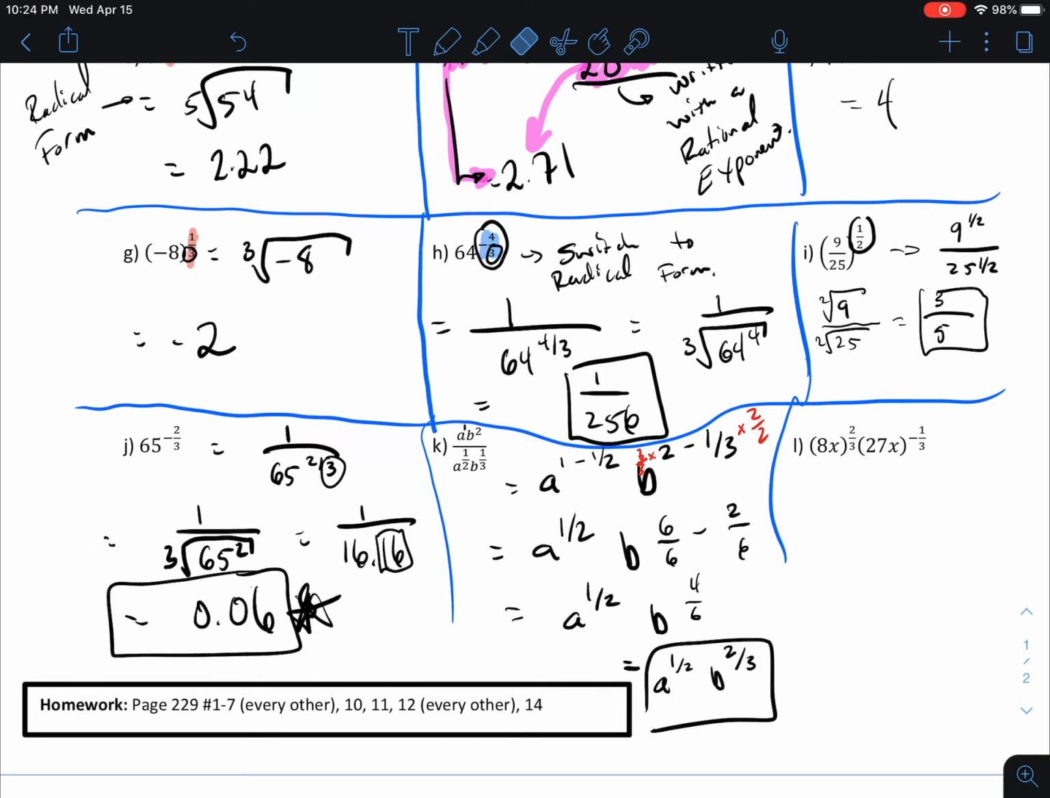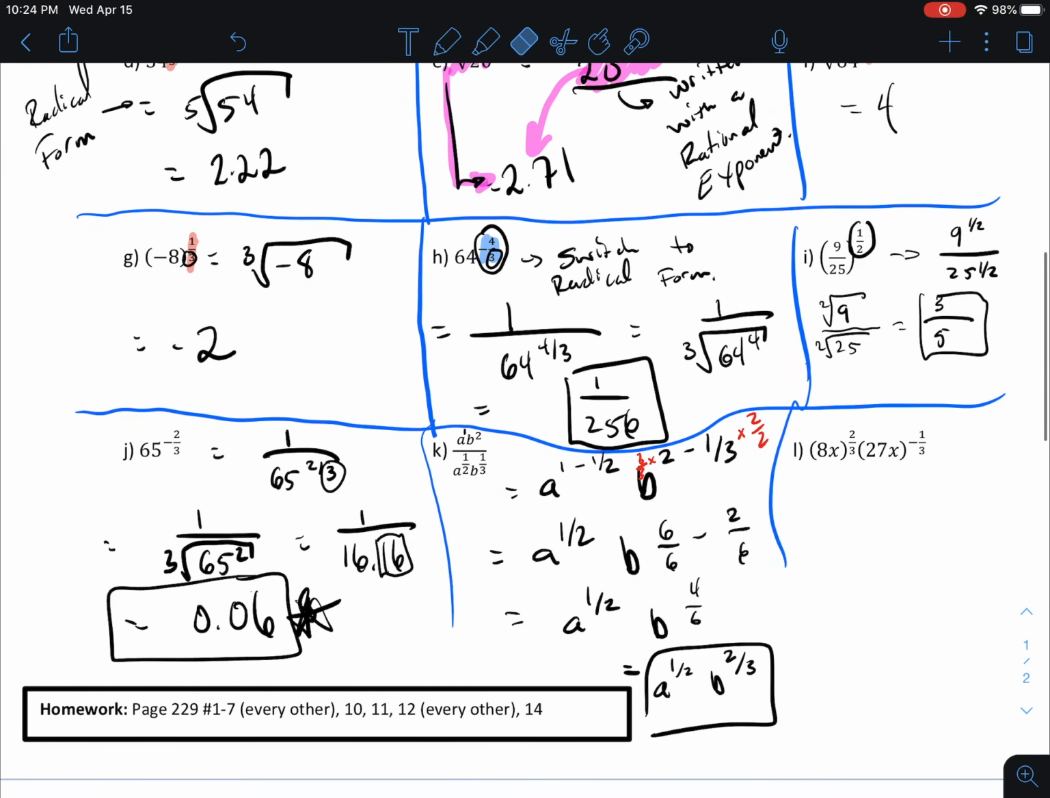Okay, so let's finish this off. We can apply the exponents to each of these. Okay. So let's just quickly do this. So again, the exponent must be applied to everything inside of the brackets. Okay. And with this one, I see a negative. So we'll do two things at once here. So what we're going to have to do is go 8 to the 2/3, x to the 2/3, divided by 27 to the 1/3, x to the 1/3.